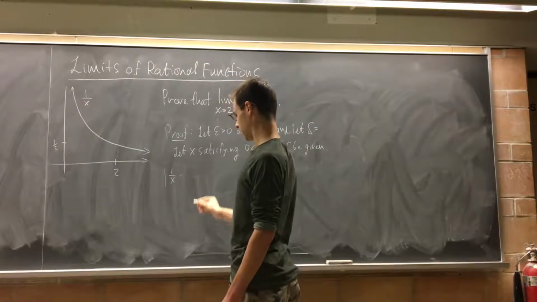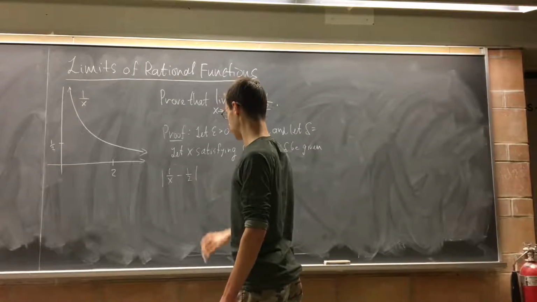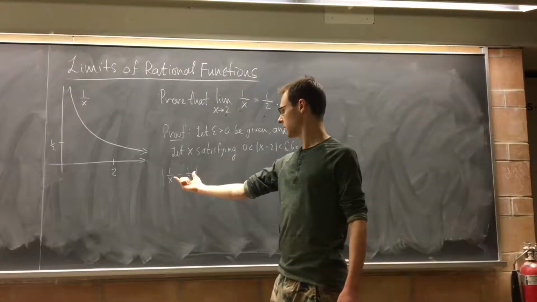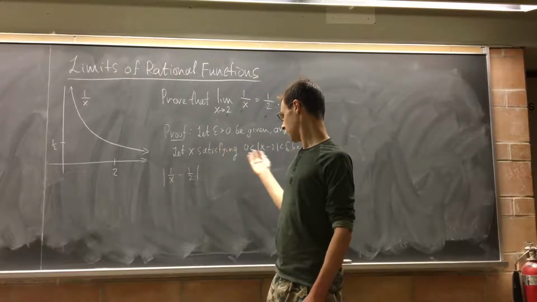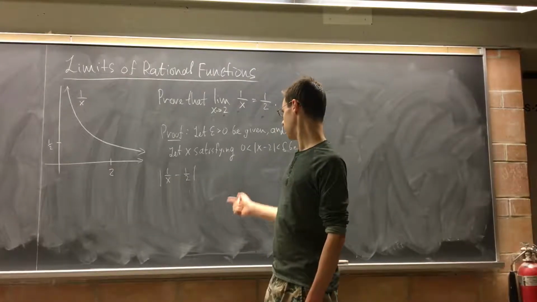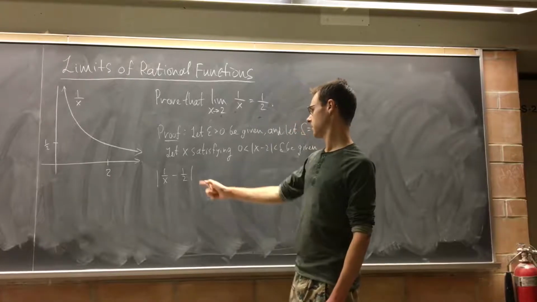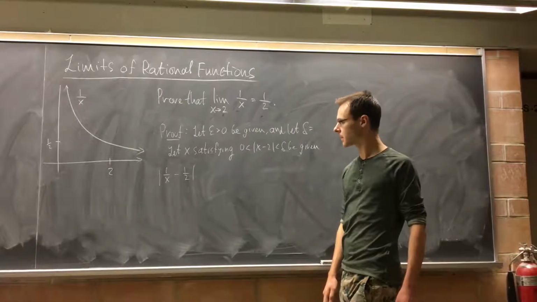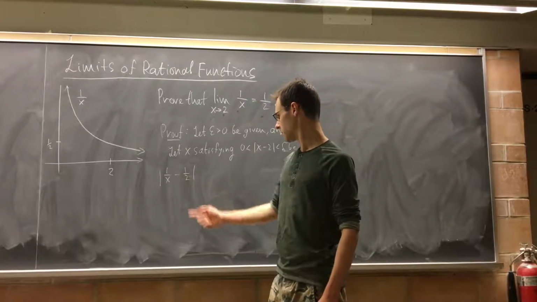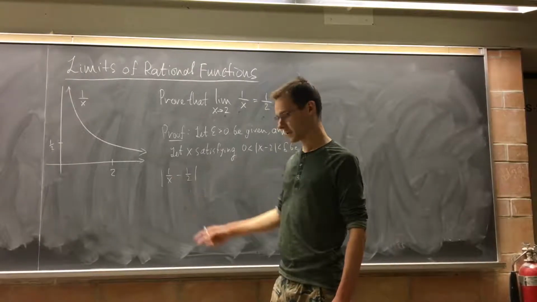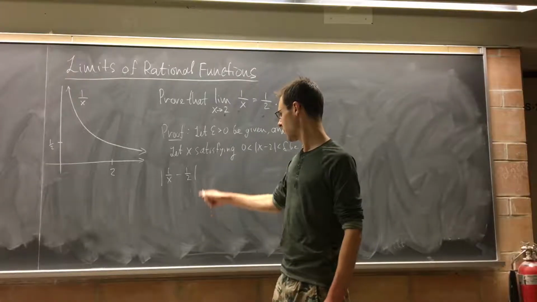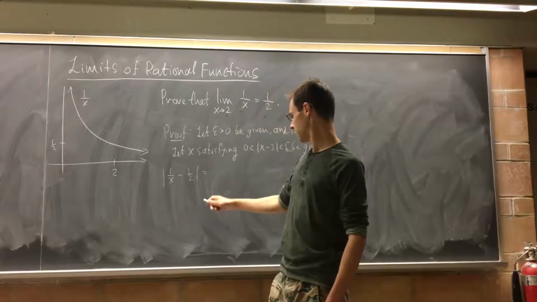So let's write in our function and our limit, 1 over x minus 1 over 2. And we need to mess around with this and conclude, hopefully, that this will be less than epsilon, using this information somewhere along the way. All right? So what is the first thing you think we should do here? Well, I see a fraction, I see another fraction. Let's subtract them. Common denominator and subtract.